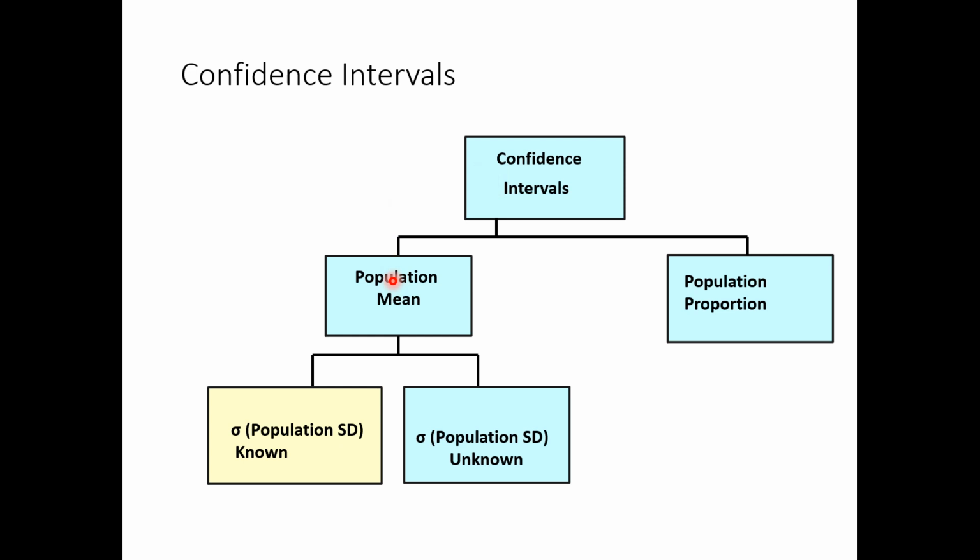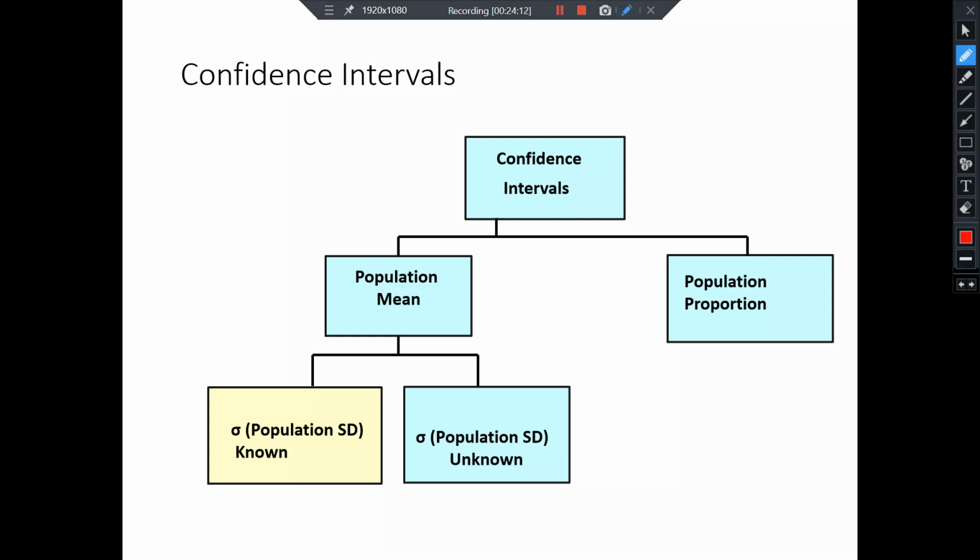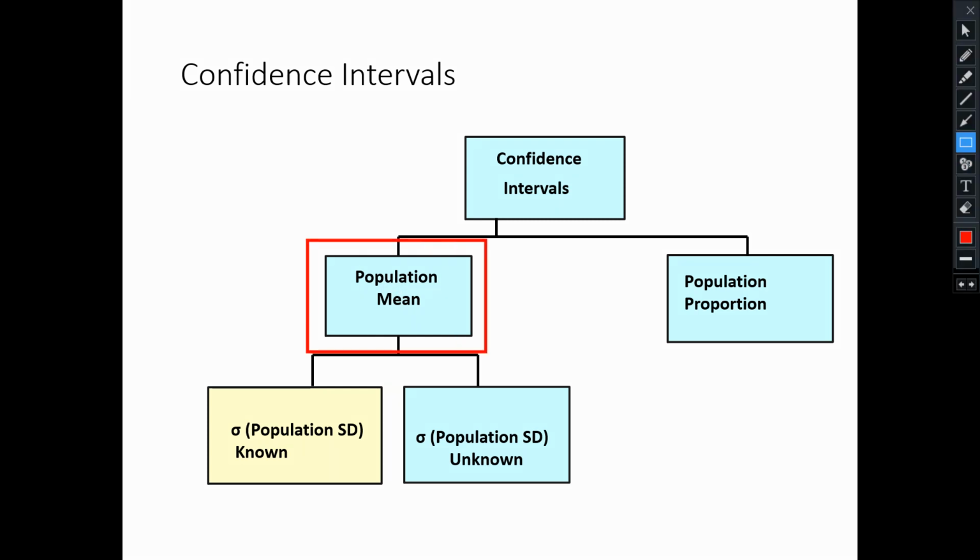If we are predicting the standard deviation, we will have confidence intervals from a sample. If we are trying to predict the variation, or variance, we will also have a confidence interval. But for our purposes, we are only interested in the population mean. So this is something which is going to be of our interest. I'll just highlight this.